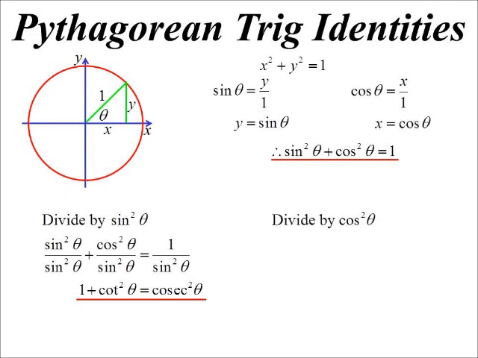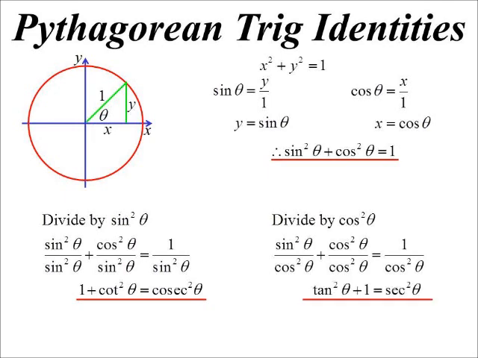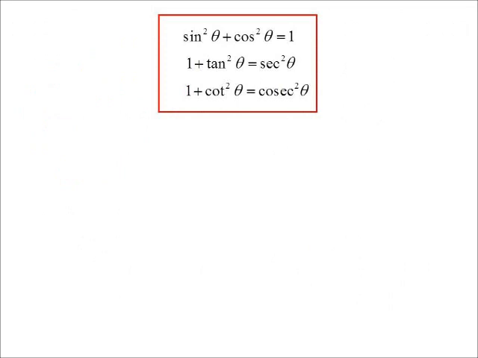Well, what if I divided by cos theta instead? Sine on cos, well, we know that's tan. Cos on cos is 1, of course, and then the reciprocal of cos is sec. So we get tan squared plus 1 is sec squared. So they are the 3 Pythagorean trig identities. They are in fact all the same. They all come from sine squared plus cos squared is equal to 1. But using those we can solve all sorts of problems.